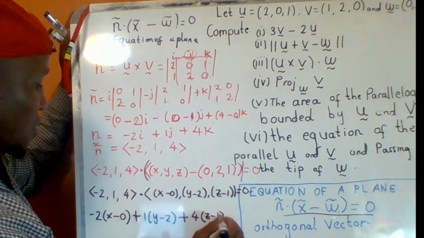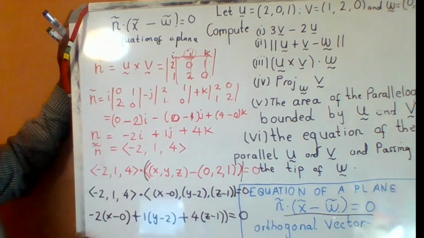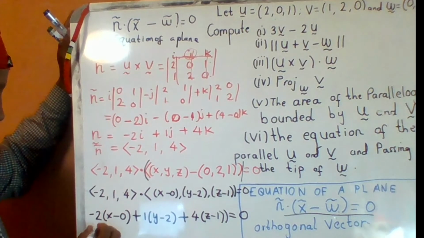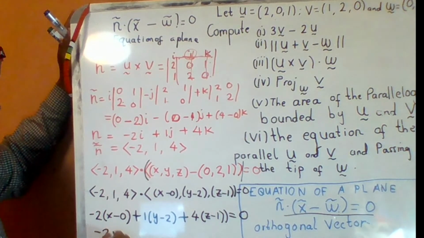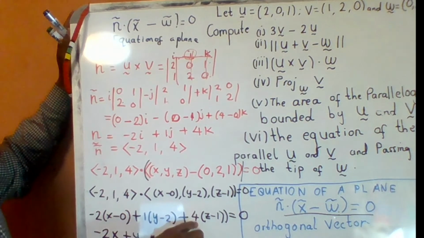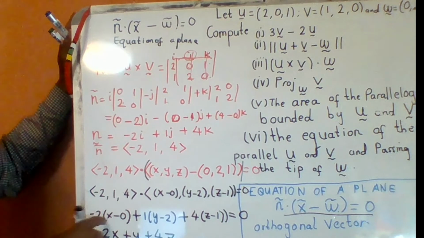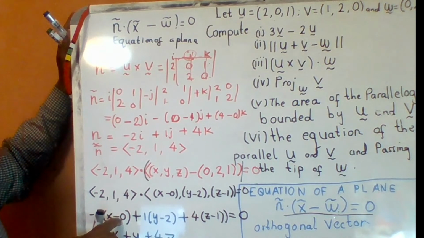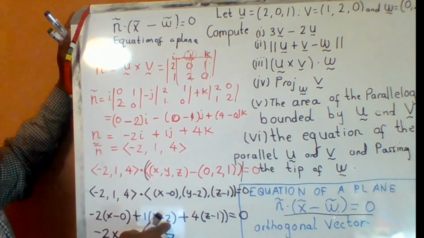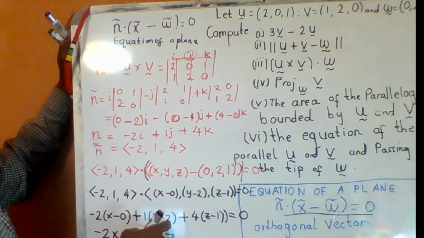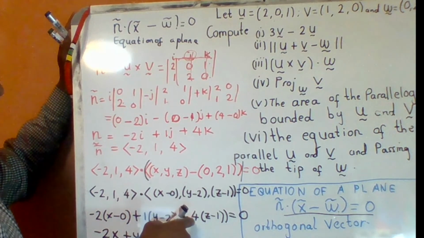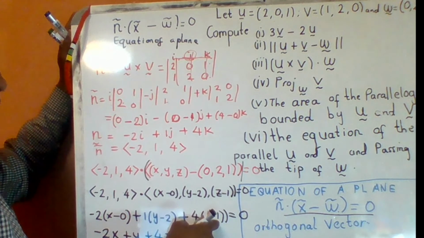Now we go for the numbers. Negative 2 times 0 is just 0. 1 times negative 2, negative 2. So 0 plus negative 2, negative 2. 4 times negative 1, negative 4. And negative 2 minus 4, negative 6. Equal to 0. So this is the equation of the plane. I'm saying that's the equation of a plane. So this equation of the plane, they need it.